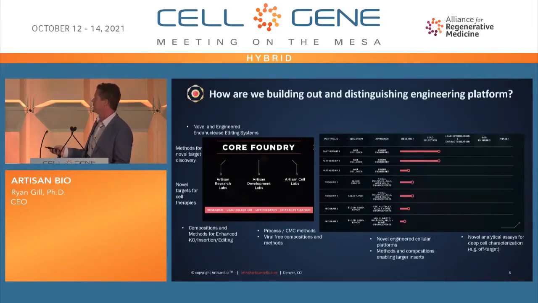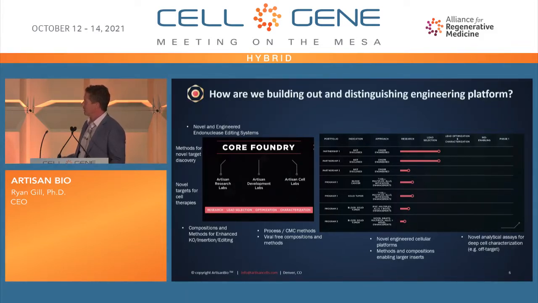How are we building out and distinguishing our engineering platform? So how we're organized is first building the core foundry. So the core foundry, we have it comprised of the research labs, development labs, and cell labs, and effectively going from research up to lead optimization, characterization, kind of early development stages. Building our platform here, and again, wanting to go from editing all the way through the analytics.